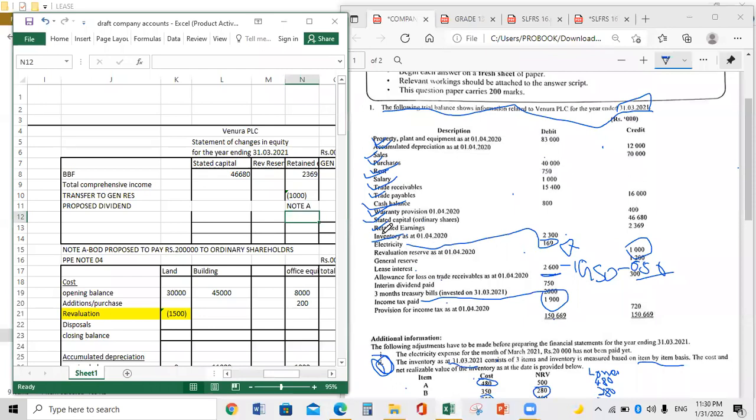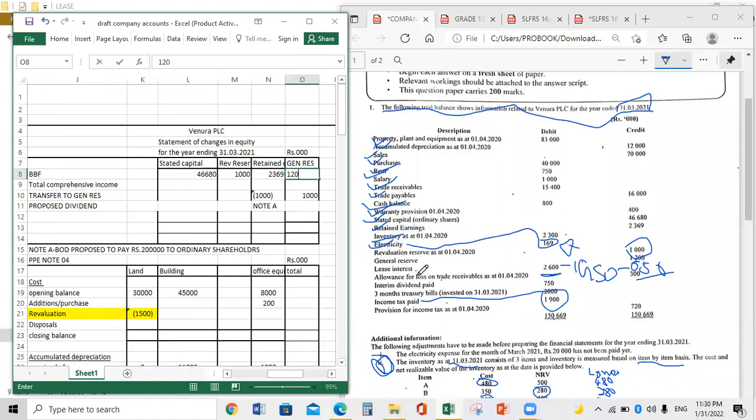We recorded up to retained earnings. Electricity done. Revaluation reserve recorded. Revaluation reserve 1,000. Opening balance. General reserve 1,200. Okay. Lease interest all done. Allowance done. Interim dividend paid. Guys, dividend paid reduces your retained earnings. So right here, interim dividend paid. Minus it under retained earnings. That is how much? 750.